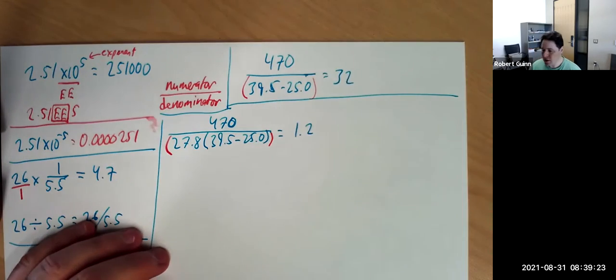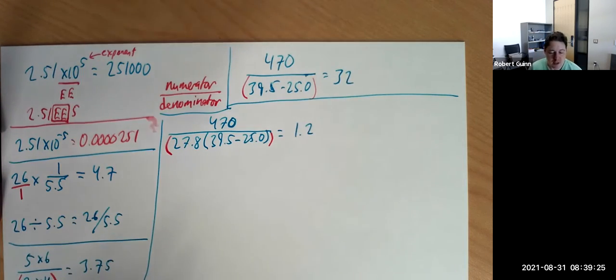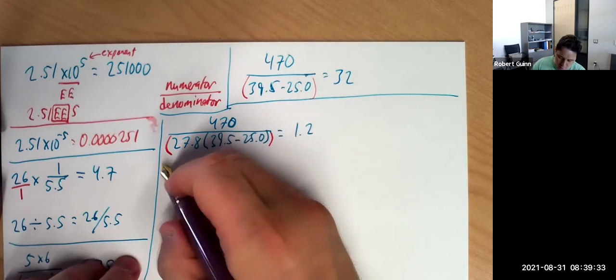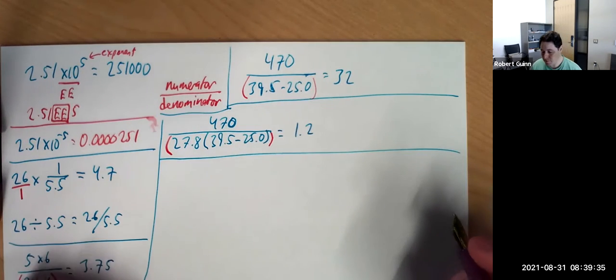So it's okay to overuse parentheses, right? Like to be overly cautious. That's okay. You're probably not going to get in trouble for doing that.